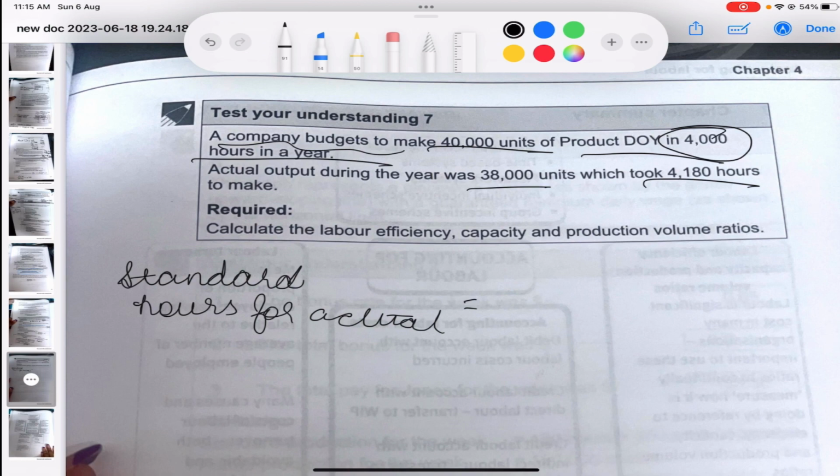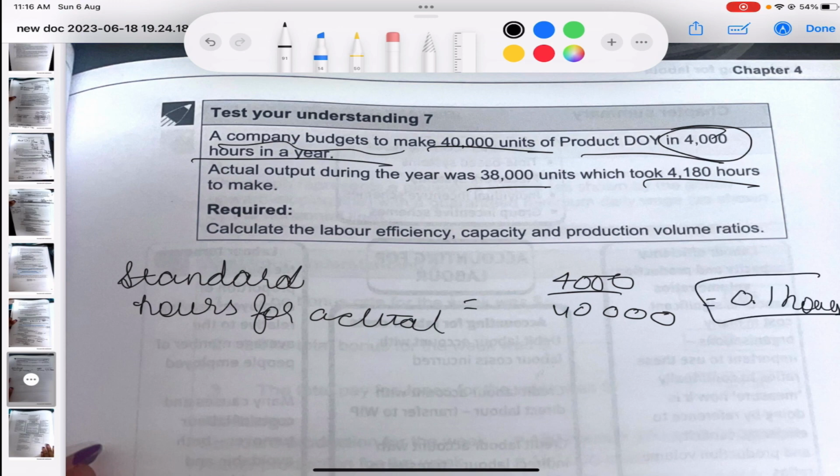So if you want to find the standard hours, this is 0.1 hours. This is the standard time required to produce 1 unit, 0.1 hour. So actual output was this much, which took this much. So now let's find the standard hours. Standard hours are actually 38,000 multiplied by 0.1. 3,800 should be your standard hours.